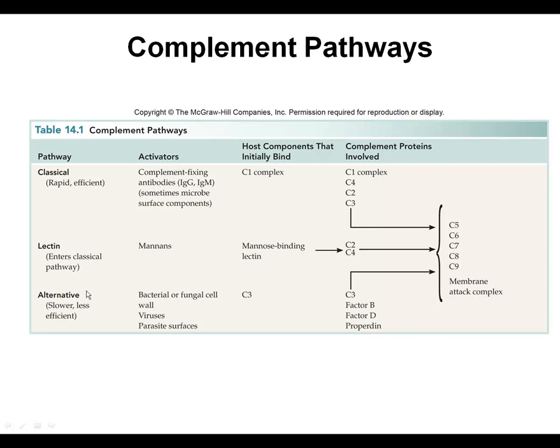And then you have the alternative pathway. This is activated by bacterial or fungal cells, viruses, as well as parasites. These are initiated at the binding site on the complement protein C3. That C3 combines with some other factors that lead you to the same membrane attack. These membrane attack proteins C5, C6, C7, C8, and C9 insert into the cell and cause a pore to be formed in the membrane. These are called the MAC proteins, or the membrane attack complex proteins.